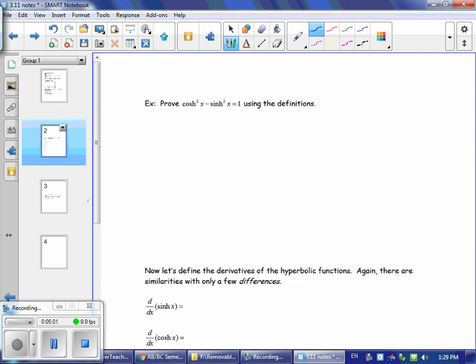So what we do want to do, however, is take the definitions that we used before for cosh and sinh, and prove the identity that cosh squared minus sinh squared equals 1. So what we're going to do is replace cosh squared with its definition, (e^x plus e^(-x) over 2) squared, minus sinh, remember, is e^x minus e^(-x) over 2.